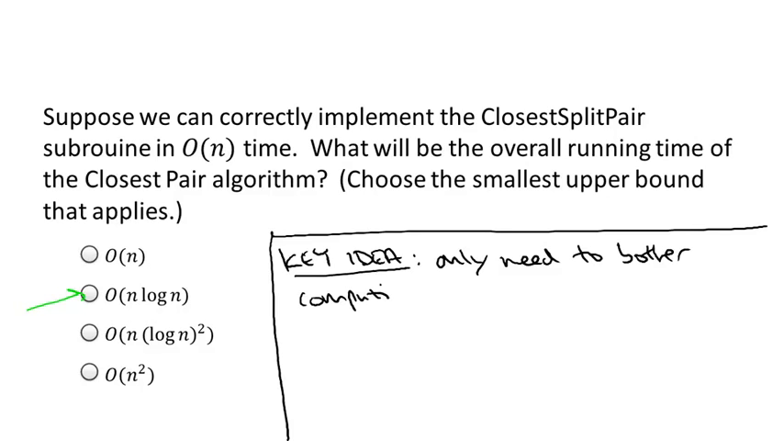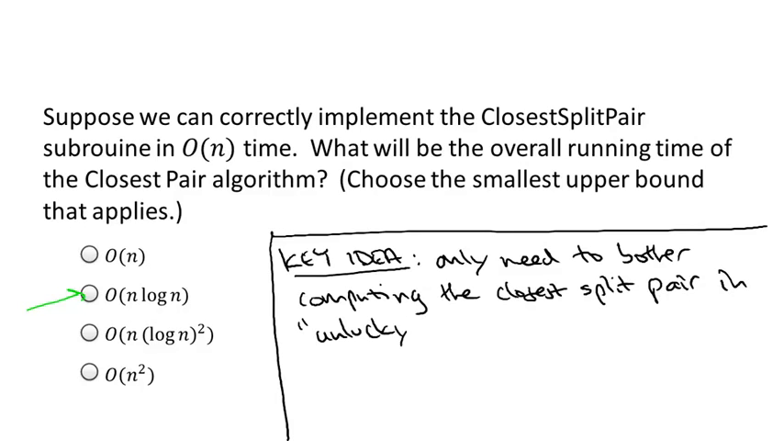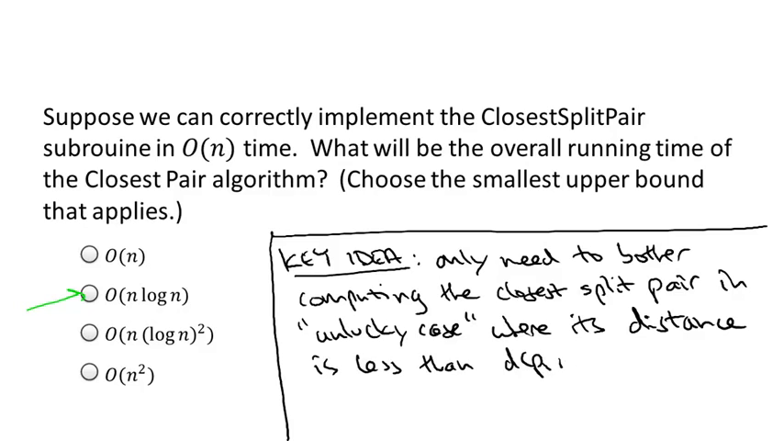So I'm not actually going to show you a linear time subroutine that always correctly computes the closest split pair of a point set. The reason I'm not going to do that is that's actually a strictly harder problem than what we need to have a correct recursive algorithm. We do not actually need a subroutine that, for every point set, always correctly computes the closest split pair of points. Remember, there's a lucky case and there's an unlucky case.